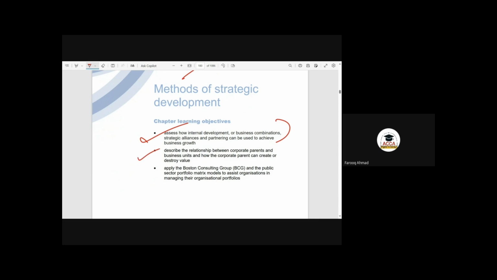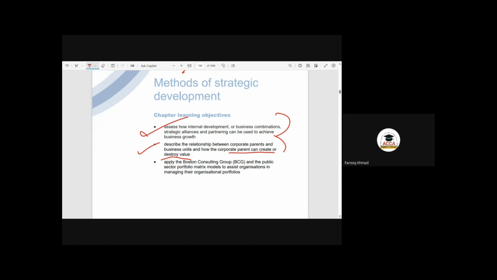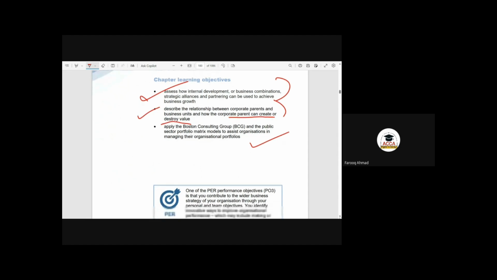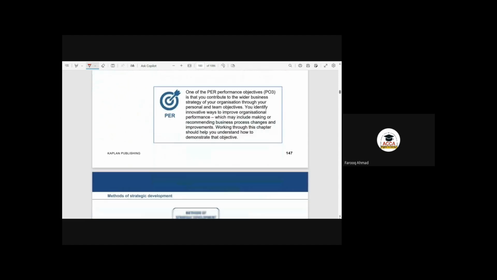Describe the relationship between corporate parent and business units, and how the corporate parent can create or destroy value. So: corporate parent, business parent, and subsidiary companies. These F7 students already know, so they have background knowledge. This chapter will make it easy for you to understand, with a link to your previous studies. The Boston Consulting Group (BCG) and the public sector portfolio matrix model will be discussion topics today. These three things we will go through, and we are done with this chapter as well.